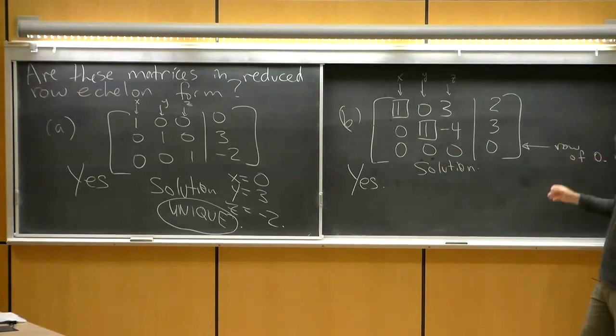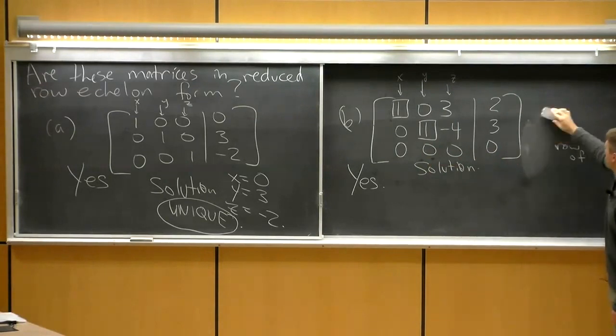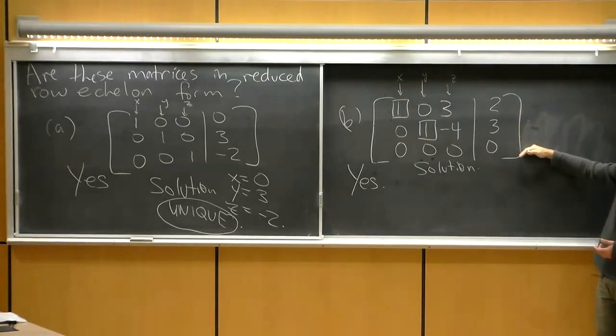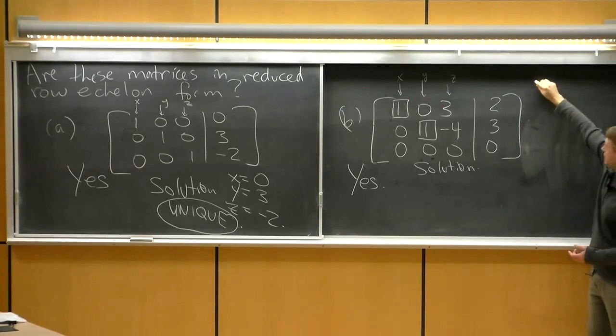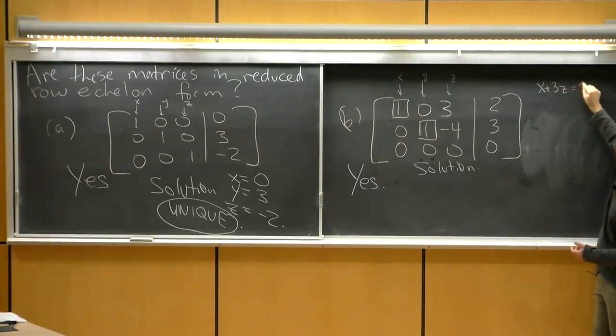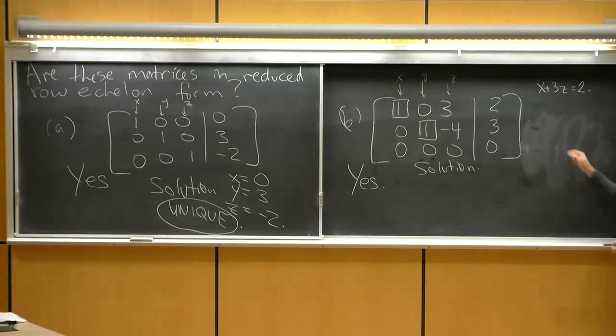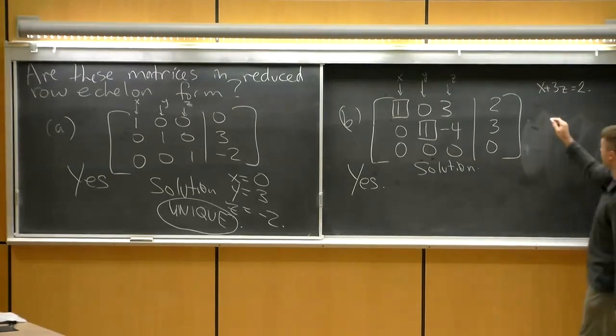To figure out the solution, what we can do is write down what these equations say. The first one says that x plus 3z equals 2. Okay. What does the next equation say? Yeah. Exactly, yeah.